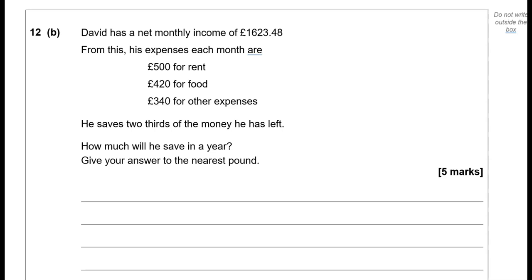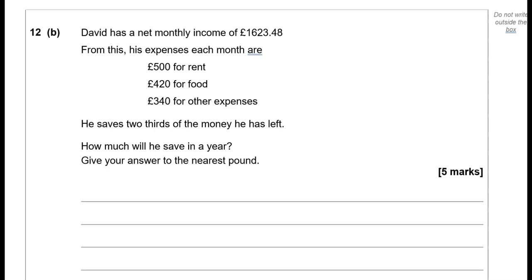David has a net monthly income of £1,623.48. From this, his expenses each month are £500 for rent, £420 for food, £340 for other expenses. He saves 2/3 of the money he has left. How much will he save in a year? Give your answer to the nearest pound.